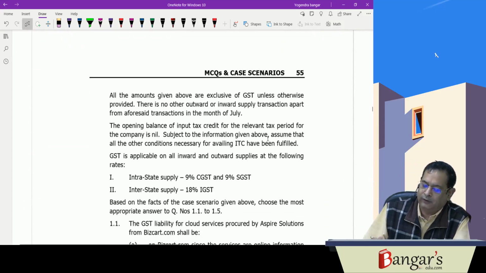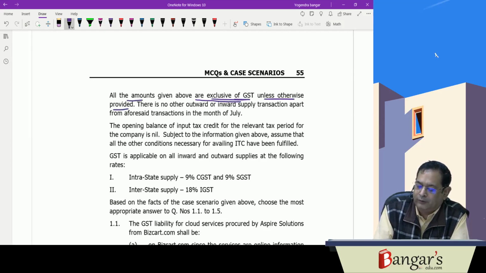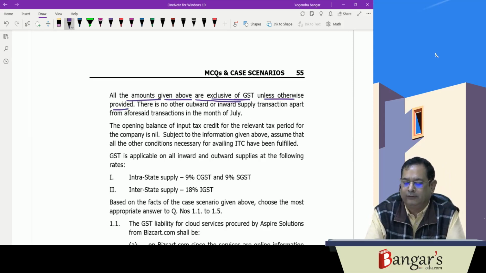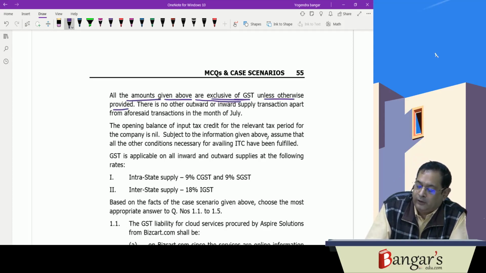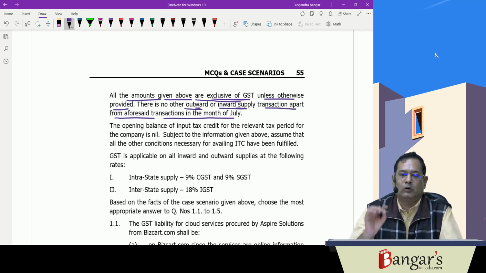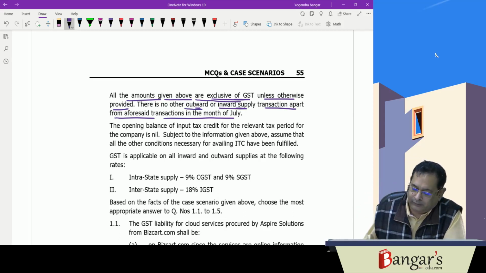Then further information is what? All the amounts given above are exclusive of GST unless otherwise provided. And there is no other outward or inward supply transaction apart from the aforesaid transactions in the month of July. Besides the above transactions, there are no further transactions.